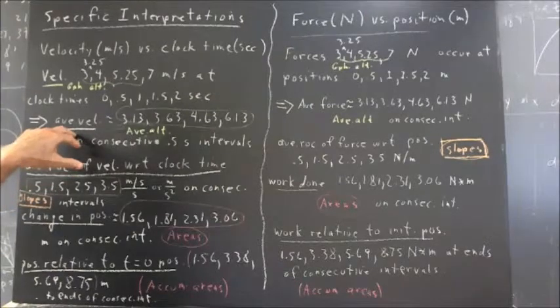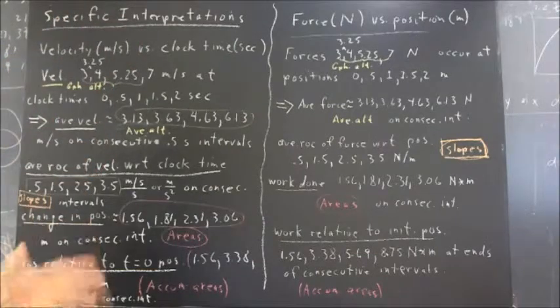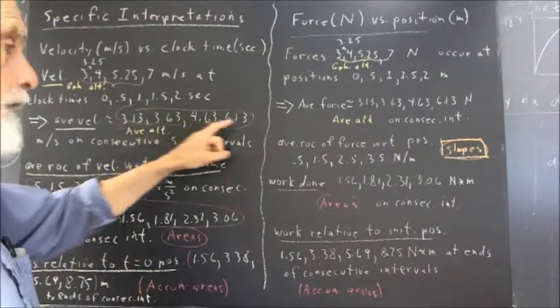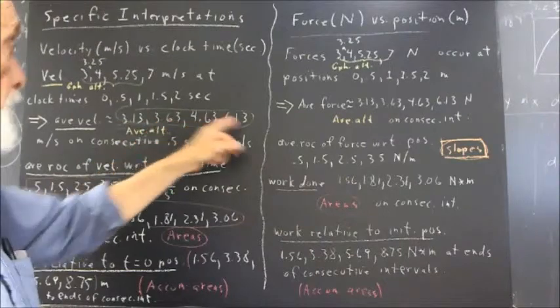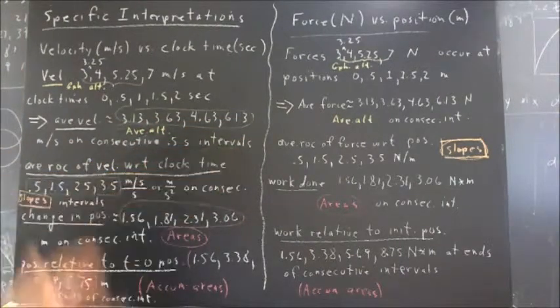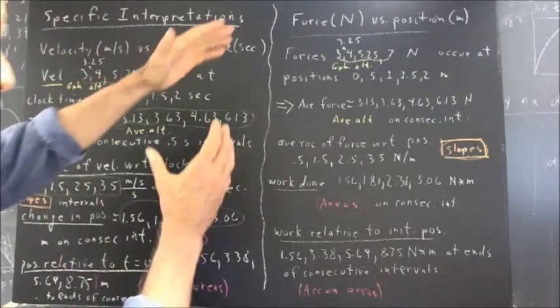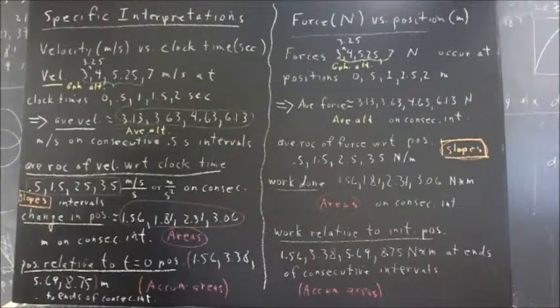Our average velocities, well, we average the two velocities that correspond to each trapezoid, and we get these average velocities. So we have these average velocities occurring on our consecutive half-second intervals. So we have 1, 2, 3, 4 intervals corresponding to 1, 2, 3, 4 trapezoids with these average altitudes.